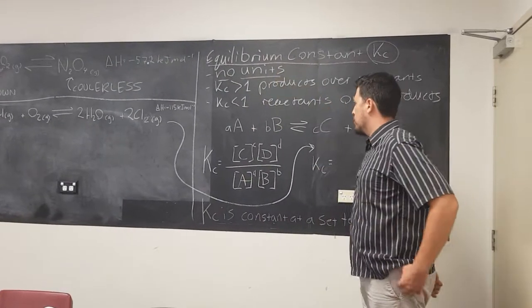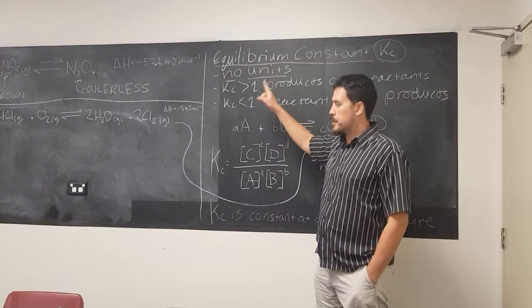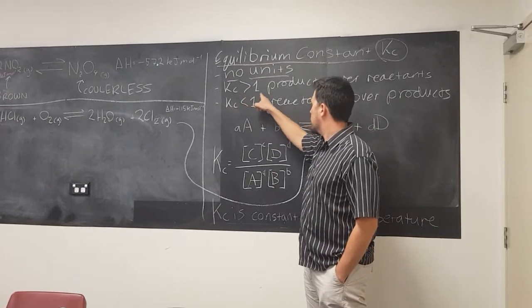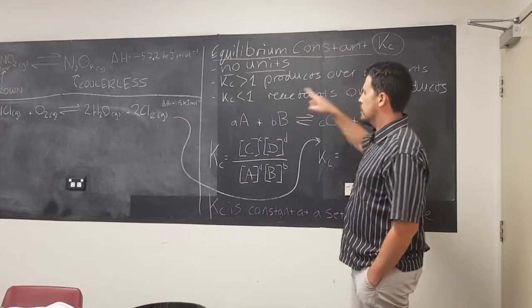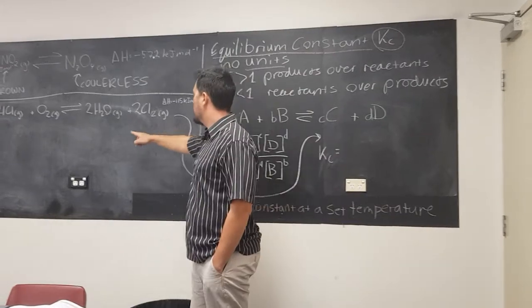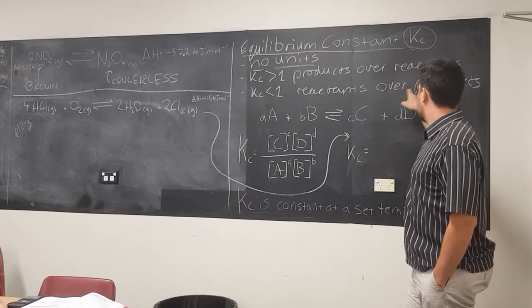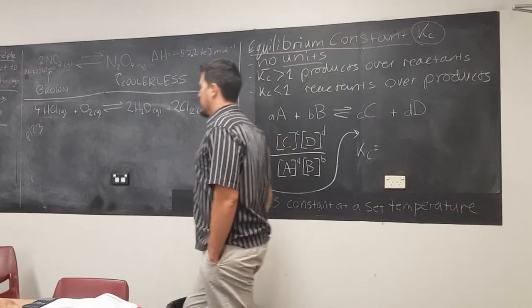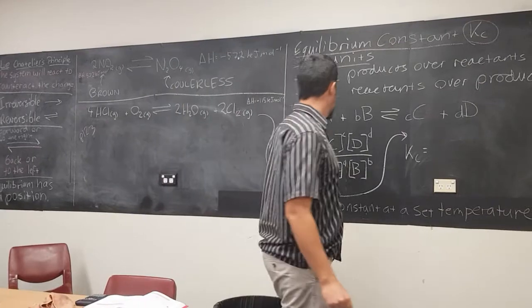So this is now a mathematical expression. This is something you need to just remember. If the Kc is greater than 1, then the products will be favoured over the reactants. So if that's greater than 1, then we're going to be making water and chlorine. If it's less than 1, then you'll favour the reactants over the products, so it'll be over this side. So it tells you mathematically where the equilibrium sits.